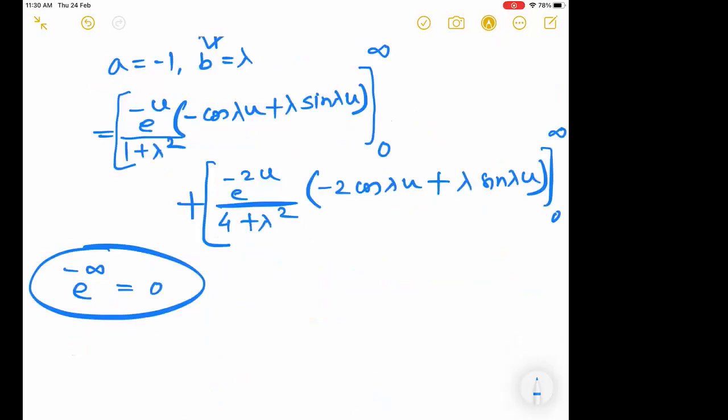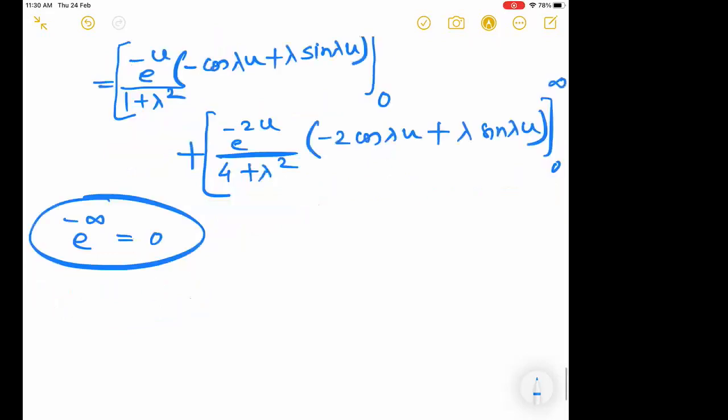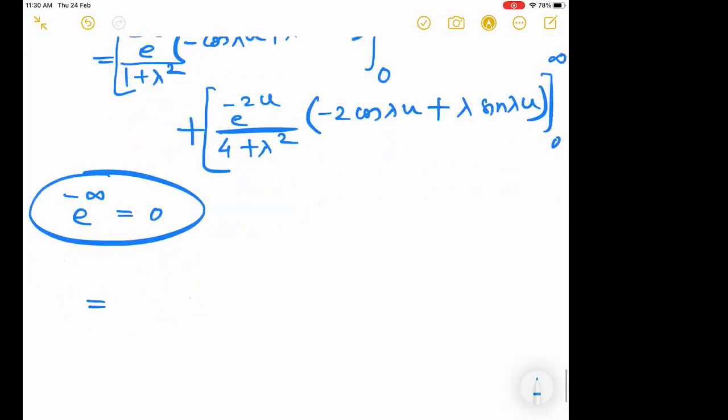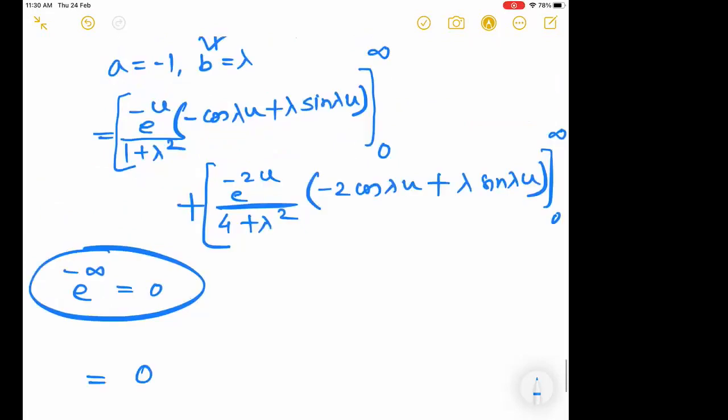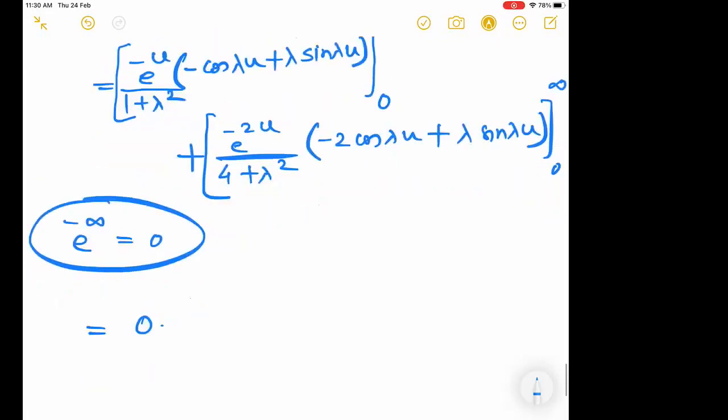No need to put in the inner term. Just e raised to minus infinity, that means e raised to minus t as t tends to infinity, gives you the answer 0. Only the lower limit simplification will be there. So for both terms, the upper limit answer is 0. Minus the lower limit, for which we are using the minus sign.